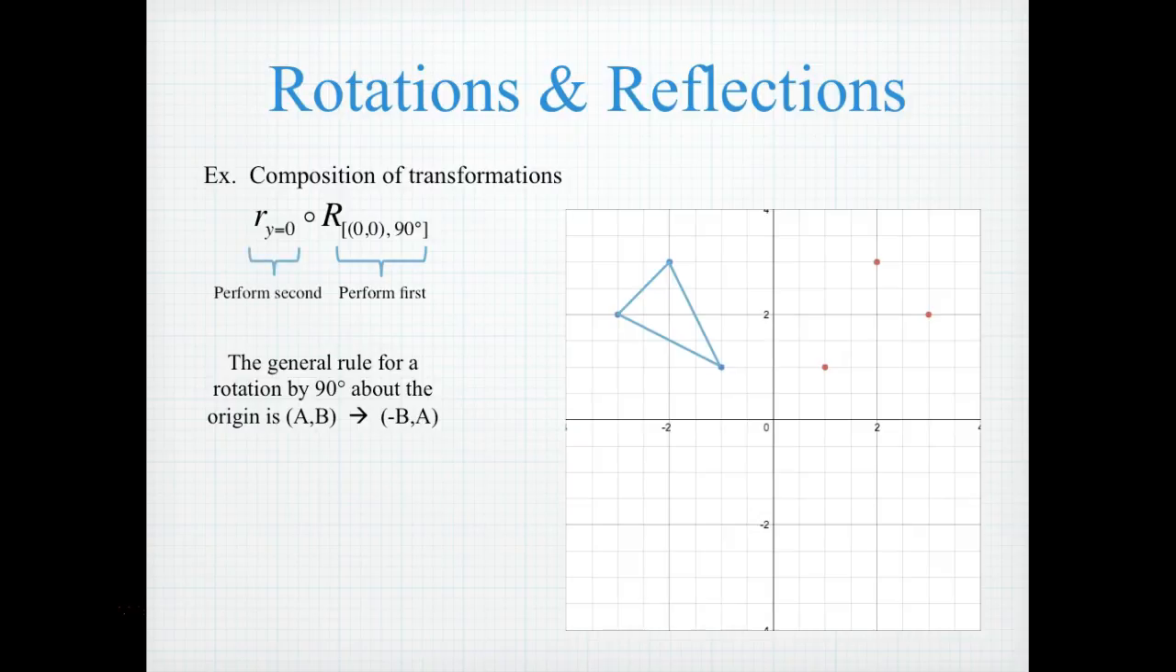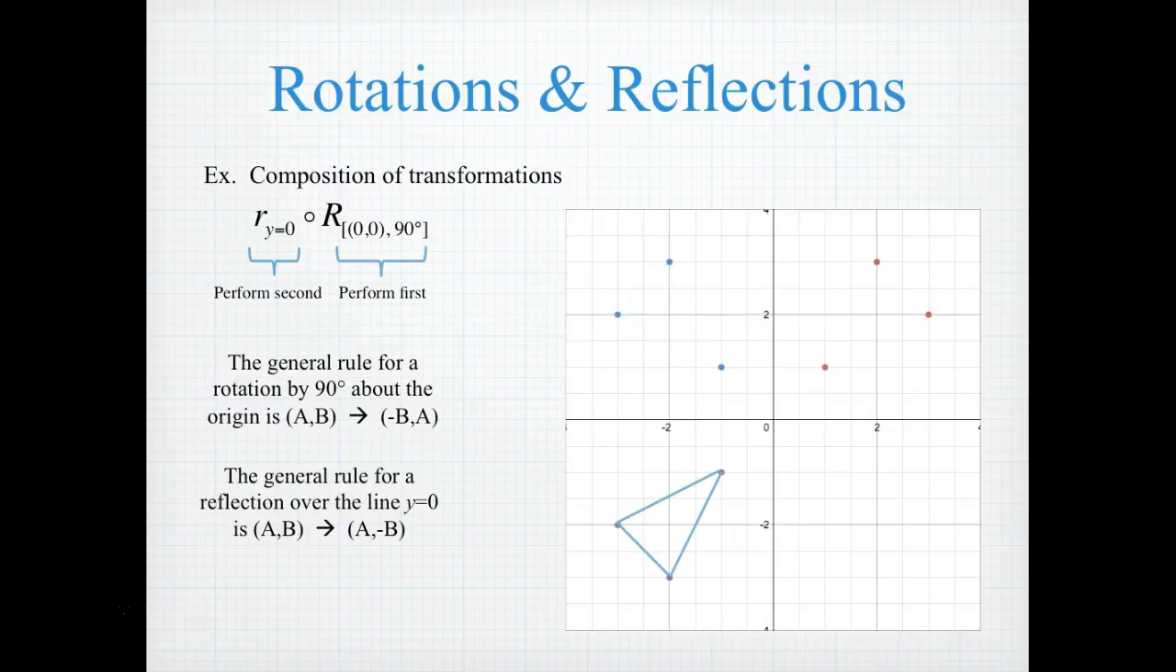Next, we're going to conduct the reflection about the line y equals 0. Remember, the line y equals 0 is equivalent to the x-axis. The general rule for a reflection over the line y equals 0 is that coordinate (a, b) will reflect to coordinate (a, -b). So coordinate (-2, 2) will reflect to coordinate (-2, -2), and so on. After our composition of transformations, our image ends up here. So we did a rotation of 90 degrees about the origin, and then a reflection across the line y equals 0.